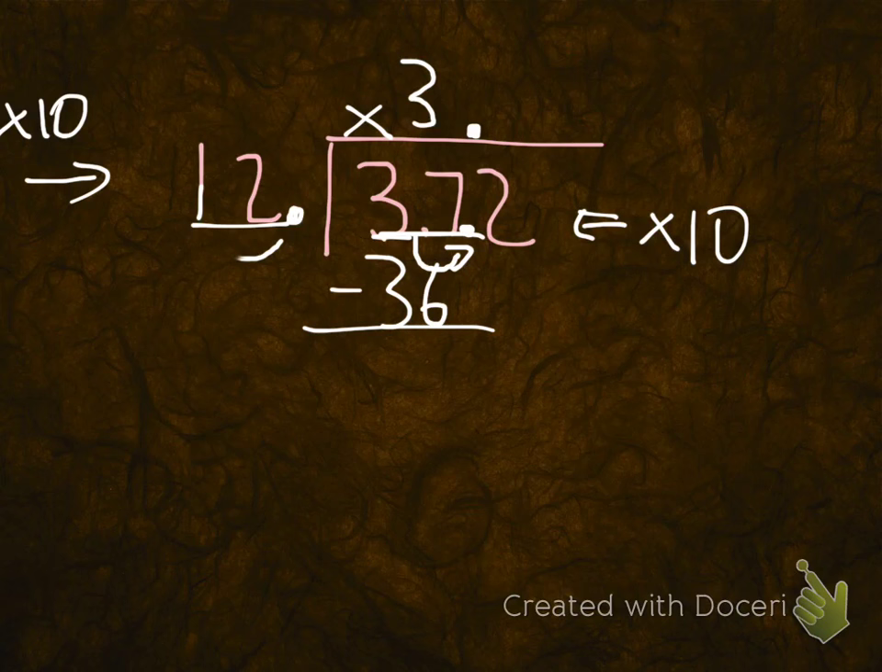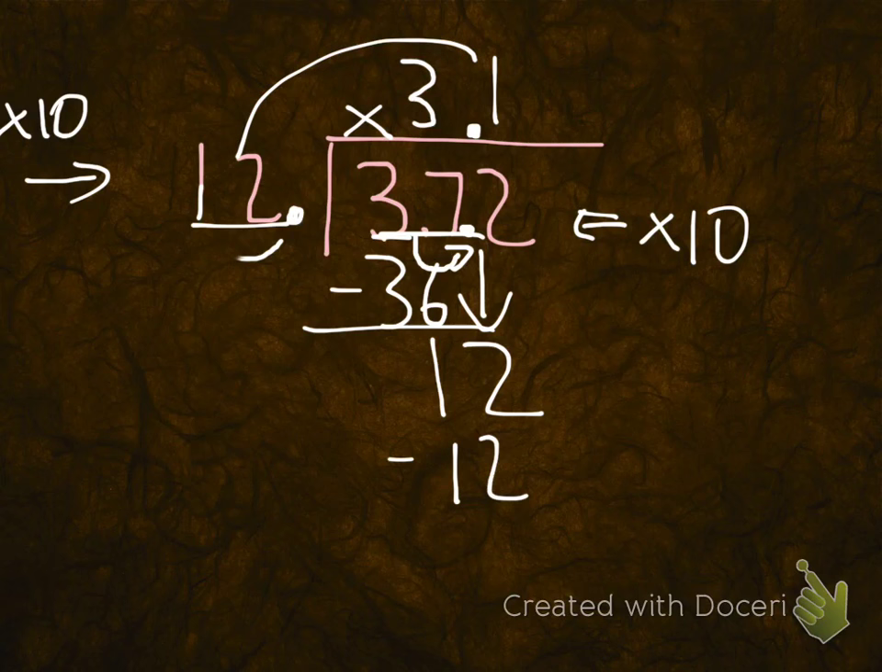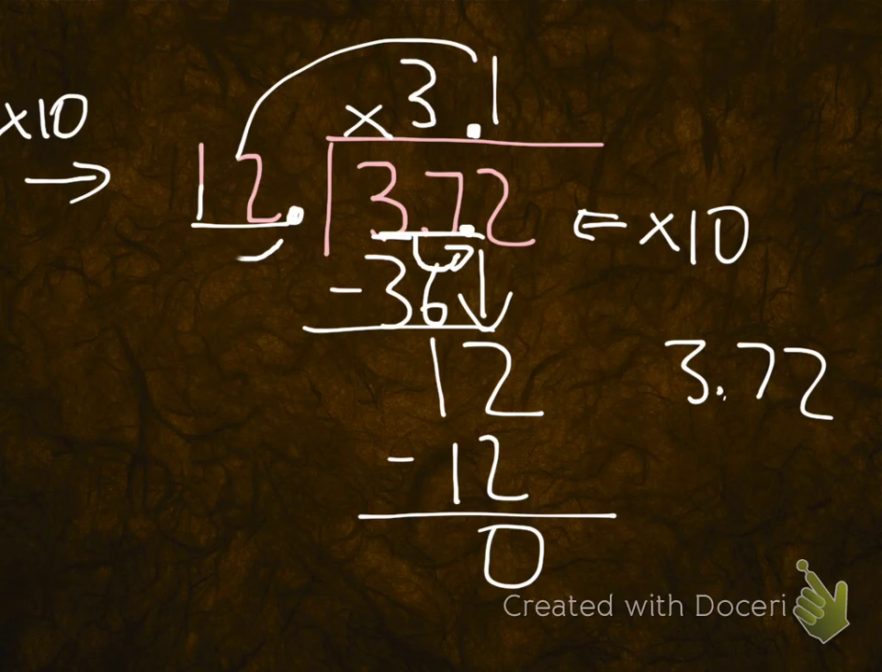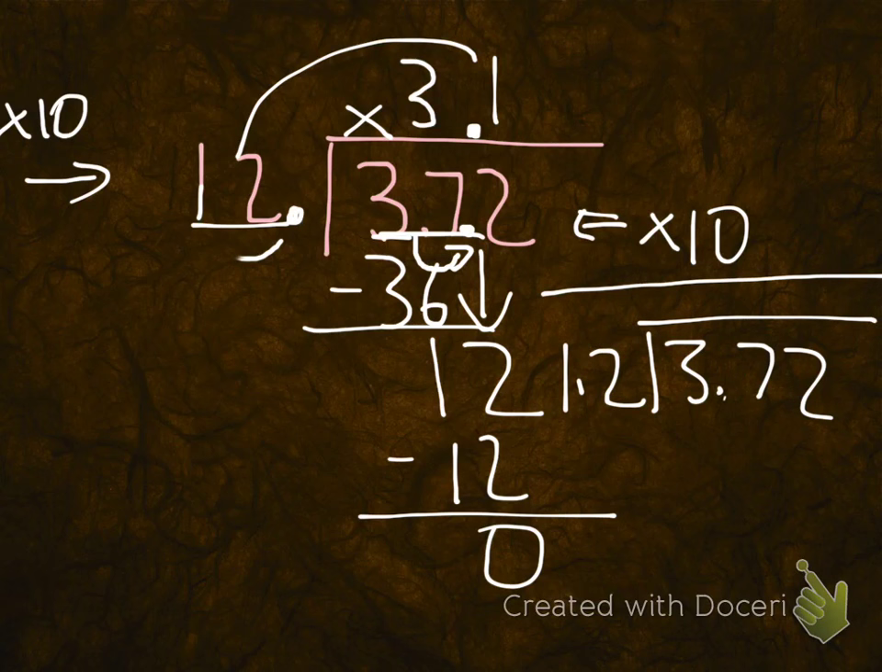That means I used 36 of them. And I would have one left over. At this point, I could bring down my 2 10ths, and I could regroup and create 12 10ths. If I have 12 10ths and 12 groups, I could put 1 in each group, which means I used 12 of them, and I have 0 remaining. Therefore, my answer to the original problem of 3 72/100 divided by 1 2/10 is going to be 3 1/10.